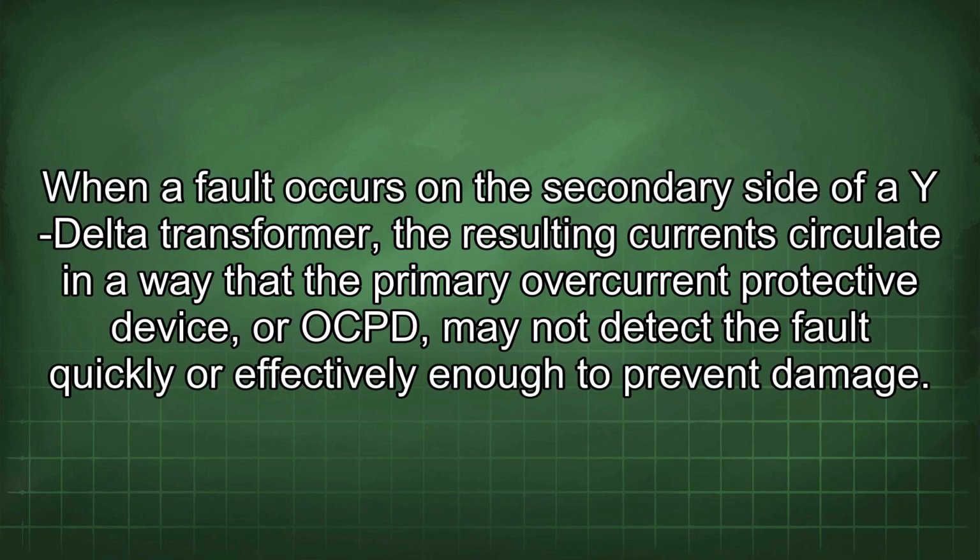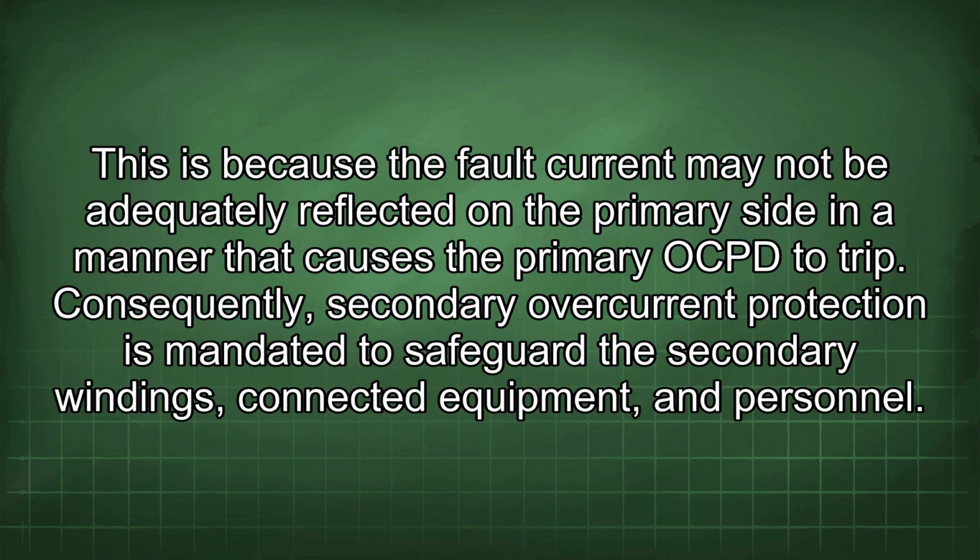When a fault occurs on the secondary side of a Y-delta transformer, the resulting currents circulate in a way that the primary overcurrent protective device, or OPT, may not detect the fault quickly or effectively enough to prevent damage. This is because the fault current may not be adequately reflected on the primary side in a manner that causes the primary OPT to trip. Consequently, secondary overcurrent protection is mandated to safeguard the secondary windings, connected equipment, and personnel.